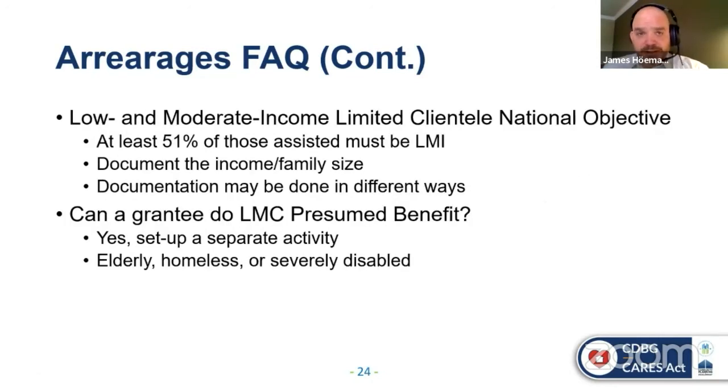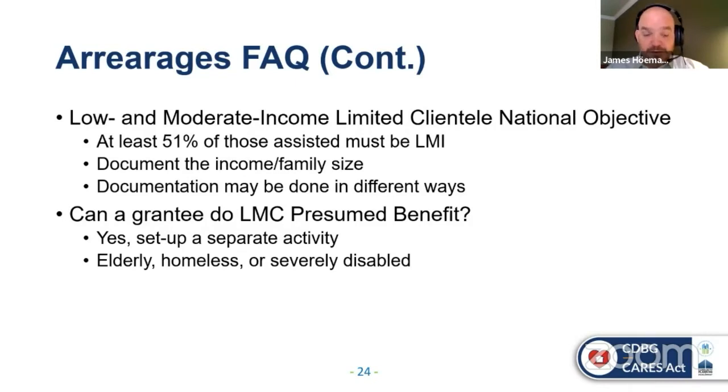So this is the national objective that you'll use, limited clientele. At least 51% of your beneficiaries have to be LMI. You've got to document their income and family size, and as I've mentioned several times now, you can do that in different ways. So your policies and procedures have to outline that. And again, as a reminder, I would not have just one way to do that. I would have your best way to document that income, and then have alternate ways so that you can accommodate anyone who comes in.